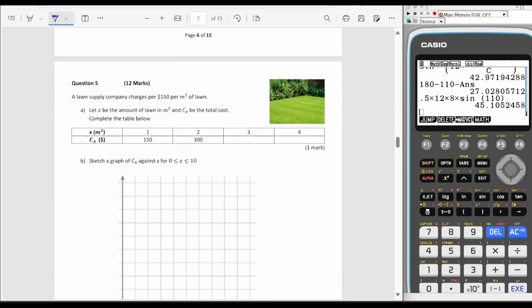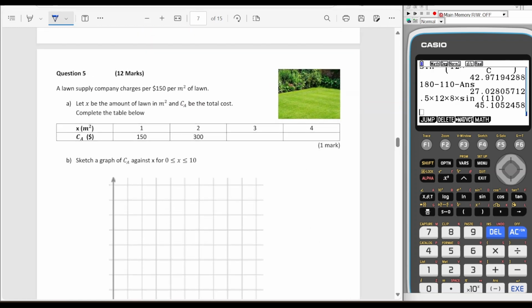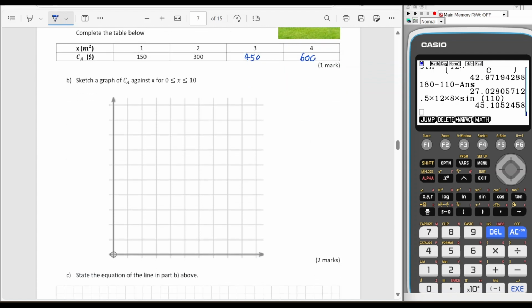All right. Lawn mowing. So there it is, 150, 300. It's 150 per meter squared. So that next is 450, and the next one is 600. Sketch a graph. So I'm going to be a bit cheeky on my axis. I'm going to go up by 150s. 300, 450, 600, I guess 750, 900. You don't have to write in every point, but you can write in like every second one, for example, maybe.